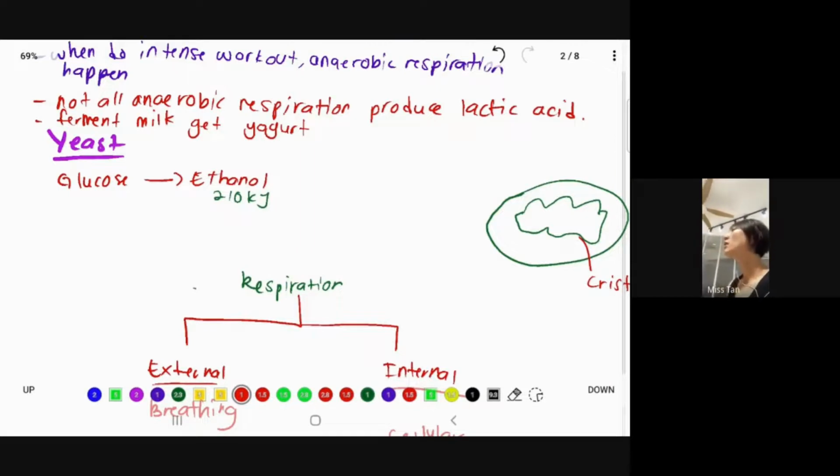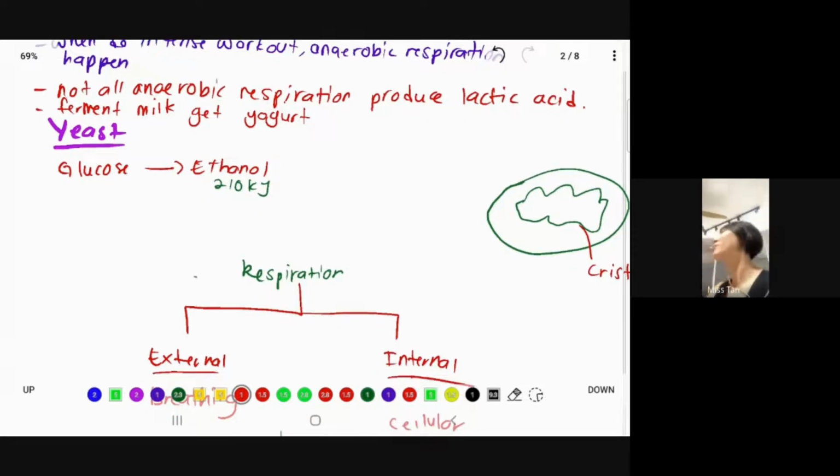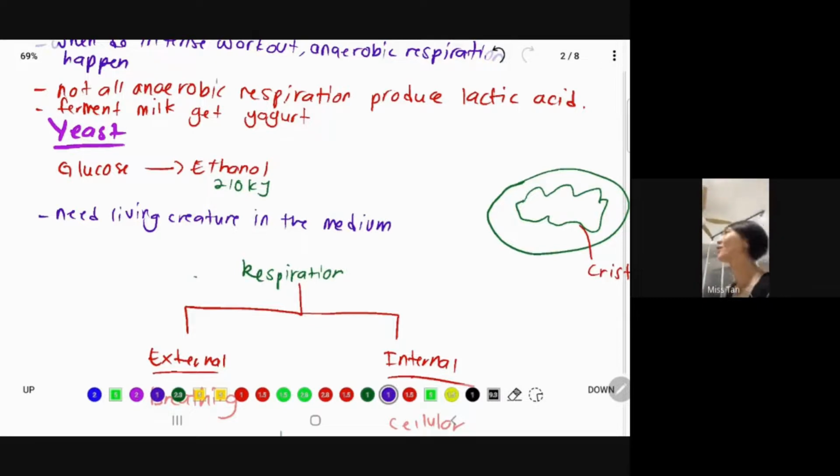Next one is milk, and the bacteria. You need a living creature in your medium to undergo anaerobic respiration. Then only they turn the thing into the product that you want. For example, you need yeast, the living creature. You need bacteria, we call it lactobacillus. Very difficult to memorize. Lacto is lactose, milk. Bacillus is a rod-shaped bacteria. This one you learn again in Form 5. Bacteria is a very big group, a big kingdom, where you can categorize them according to their shape. We have rod shape, sphere shape, spiral shape.